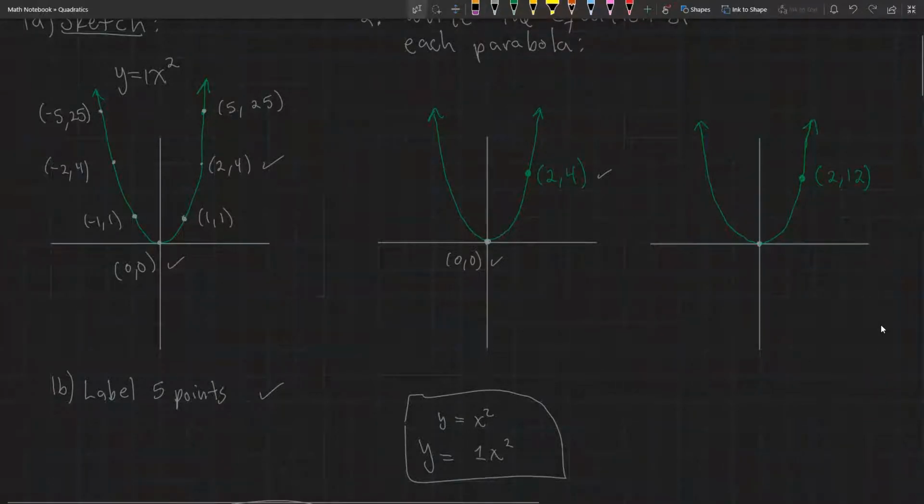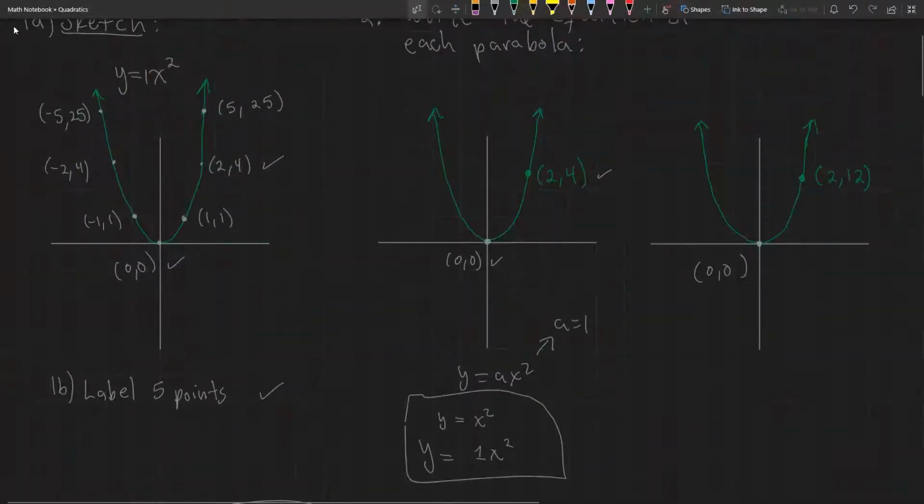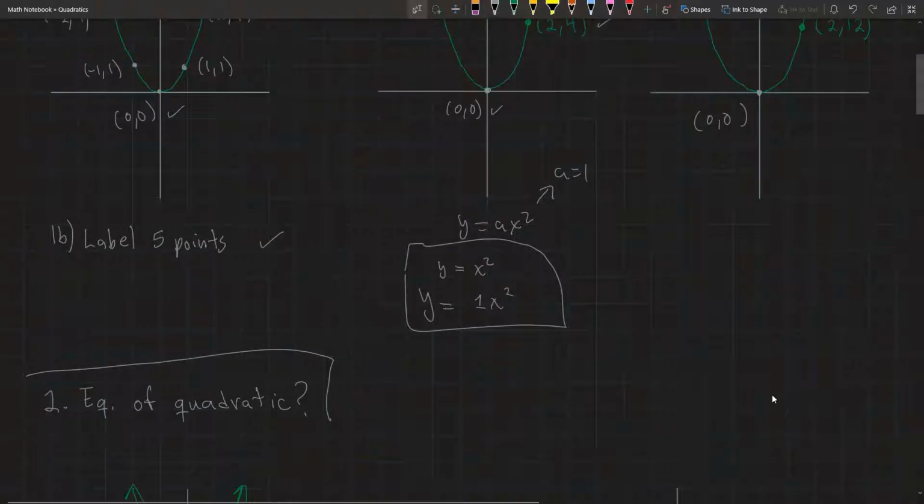All right, then let's analyze the next one. Do they have any common points that they share? Yes. 0, 0. So again, and I didn't write it, but it's got to be some form of y equals ax squared. In this case, it was that a equals 1. We saw that here. So we got to think the same. It's got to be some form of y equals ax squared.